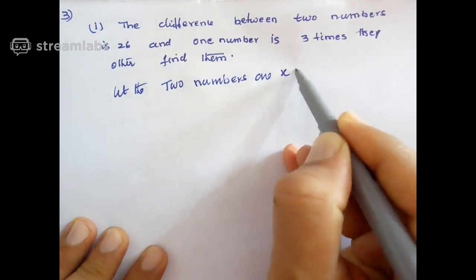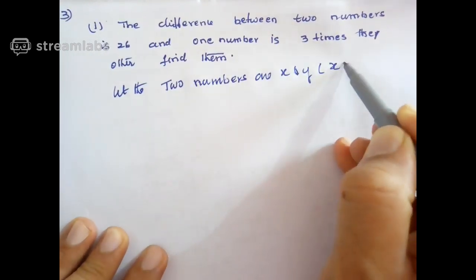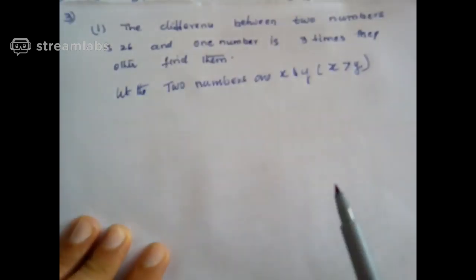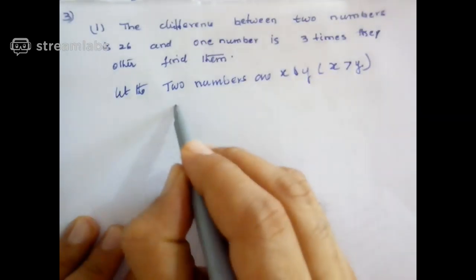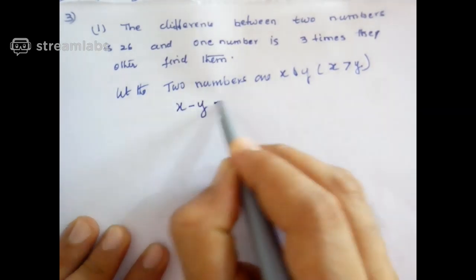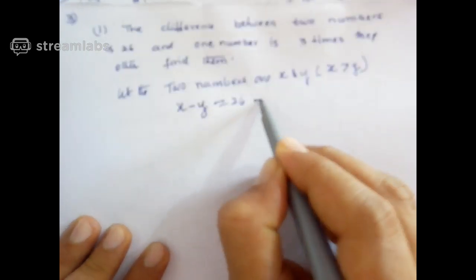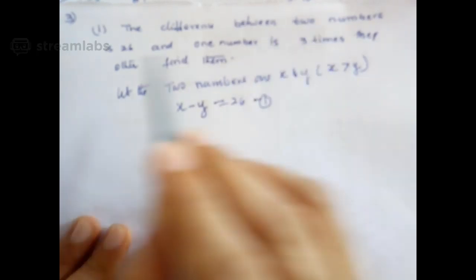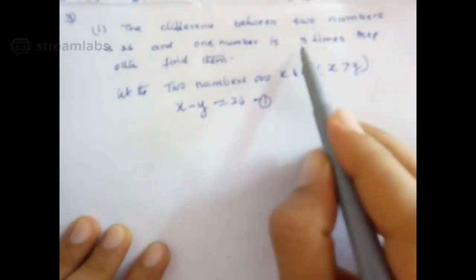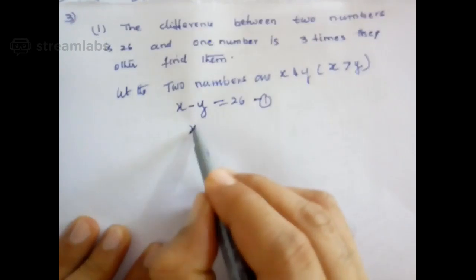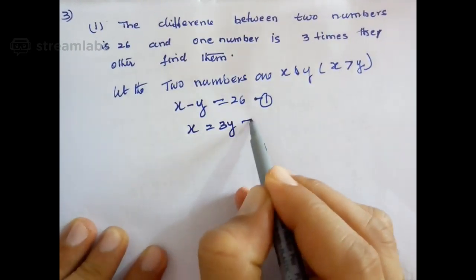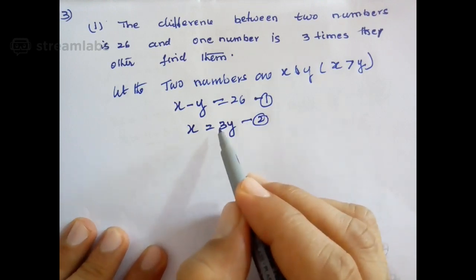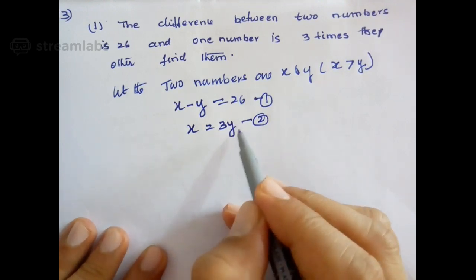are x and y, where x is greater than y. You have to take this because of the difference of two numbers. The difference of these two numbers, x minus y, is 26. Call this 1. Then one number is 3 times the other, that is x is equal to 3y. Call this 2.